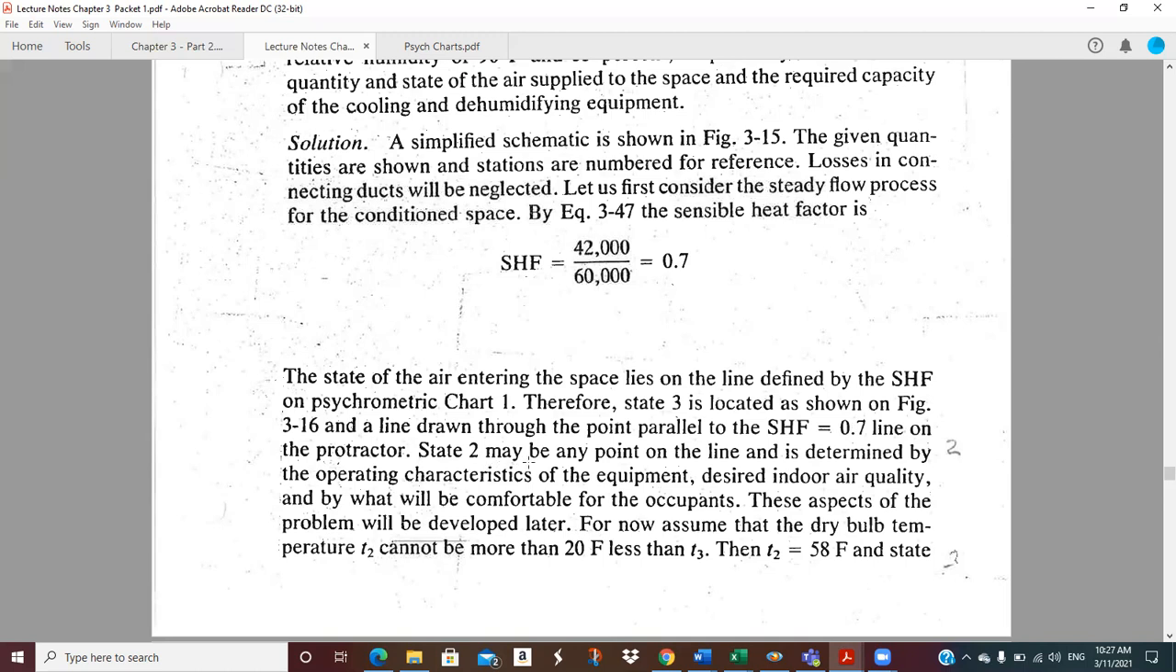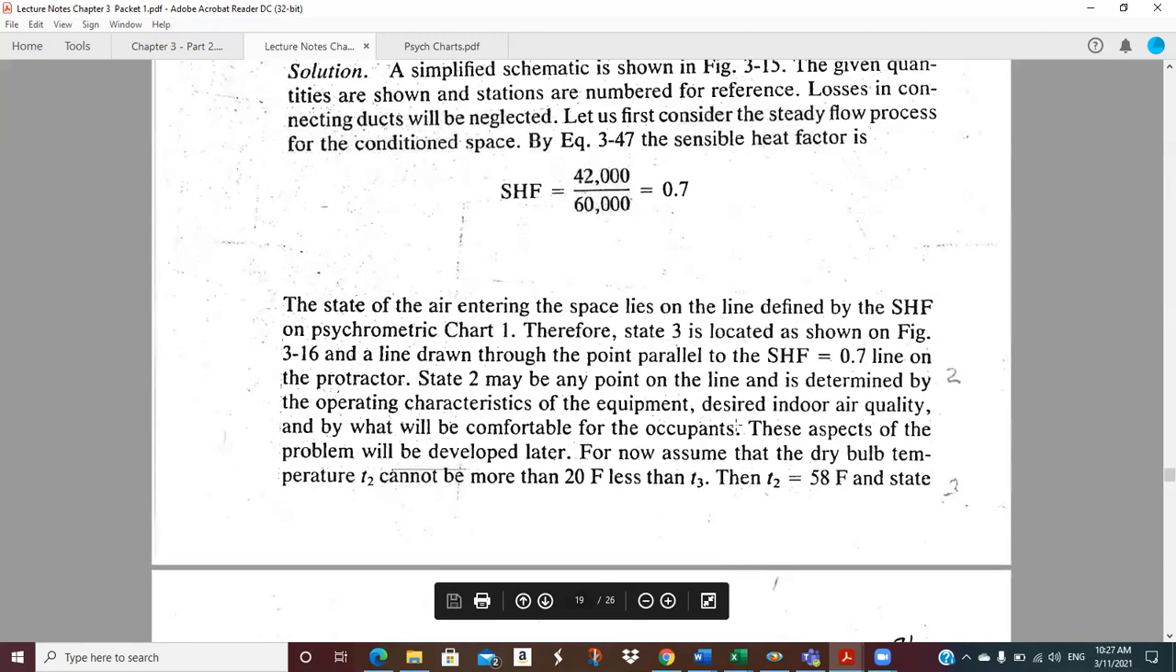Okay. State two may be any point on the line as determined by the operating characteristics of the equipment, desired outdoor air, and so all that stuff comes into play. These aspects of the problem develop later. For now, assume the dry bulb temperature cannot be more than 20 degrees less. So that gives you a way to determine it. We're 78, subtract 20. We're going to say that T2 is 58.